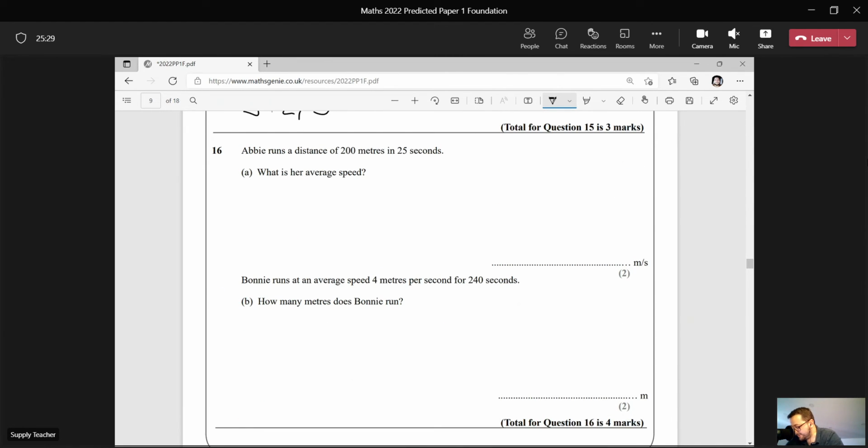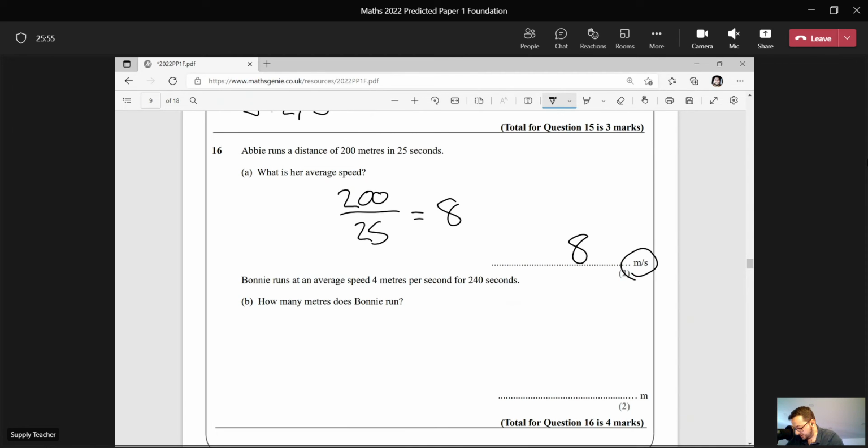Right, 16. Abby runs a distance of 200 metres in 25 seconds. What is her average speed? Well, it's asking for it in metres per second. So if we've got 25 seconds, we want to divide it by 25 to get how many metres in 1 second. So it's 200 divided by 25, which is 8. So that is 8 metres a second.